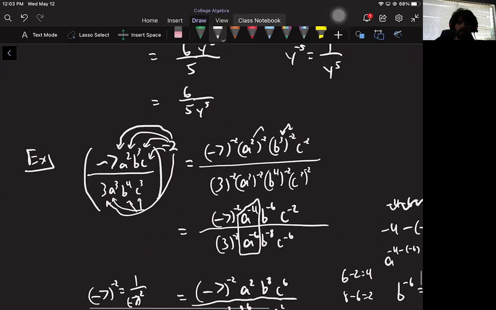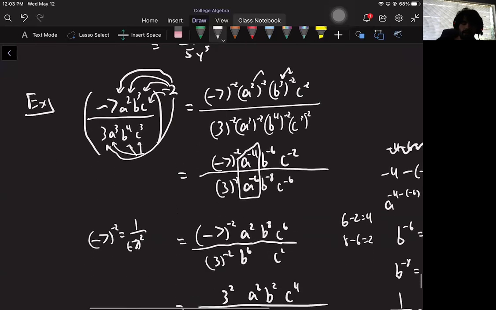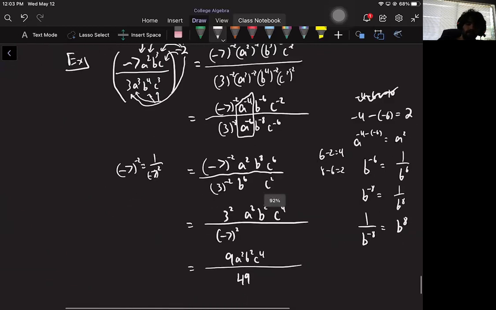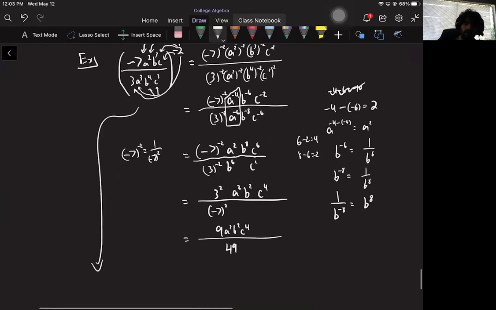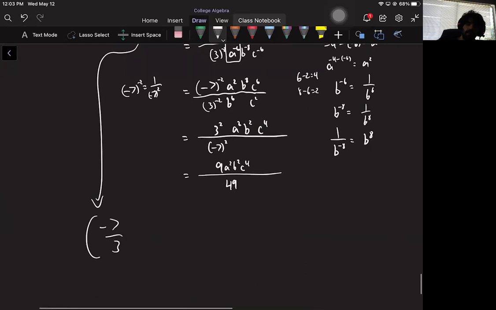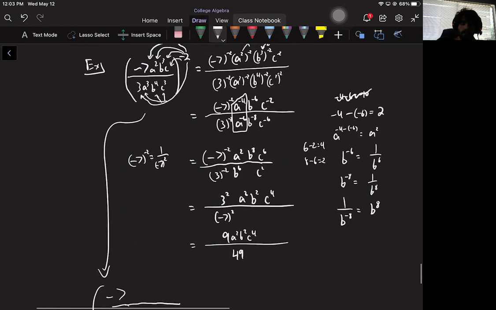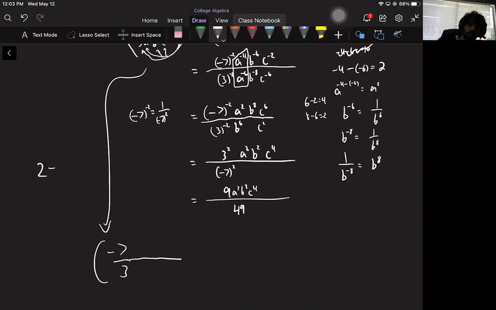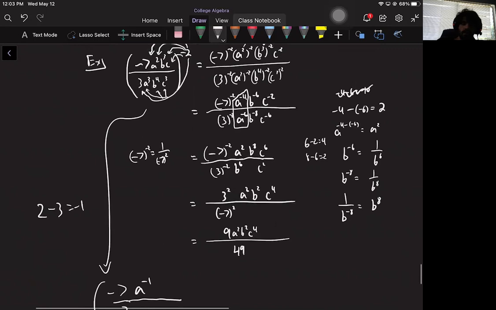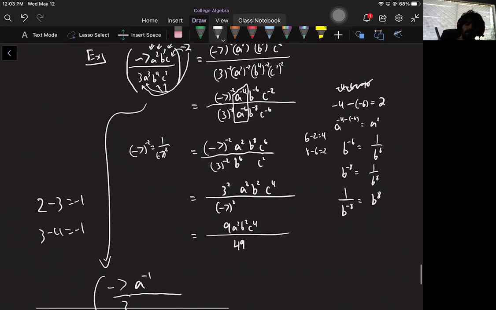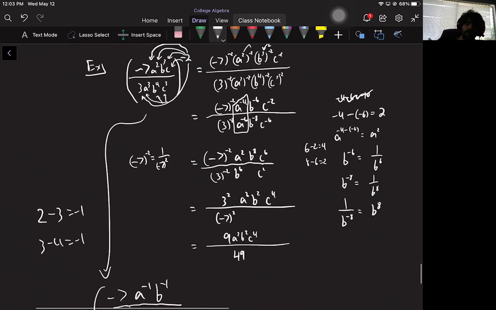So that's one way to do it. There are many ways. I could have also instead simplified first. So let's just see that that's the same. So I could have just done negative 7 over 3. a squared over a cubed. 2 minus 3 is negative 1. So I get a to the negative 1. b cubed over b to the 4th. 3 minus 4 is also negative 1. So that's b to the negative 1. And then c to the 1 over c cubed. 1 minus 3 is negative 2. c to the negative 2.